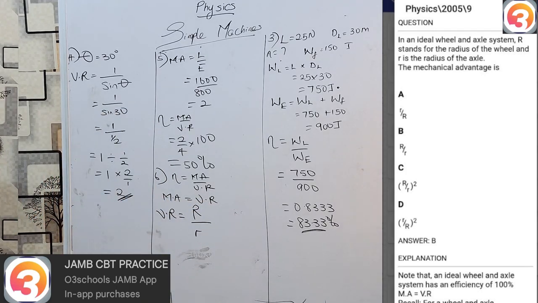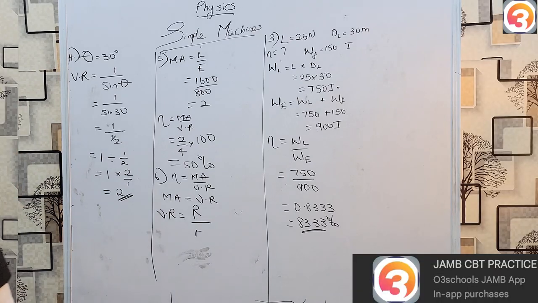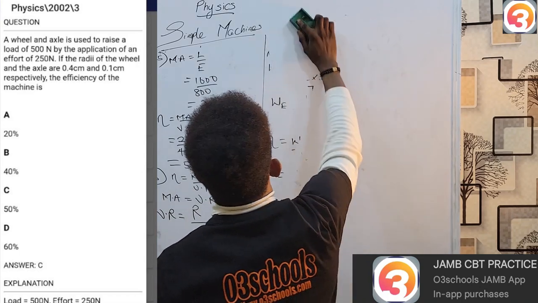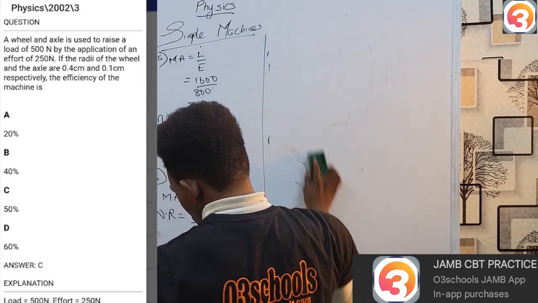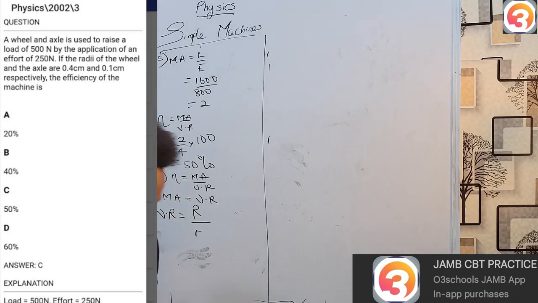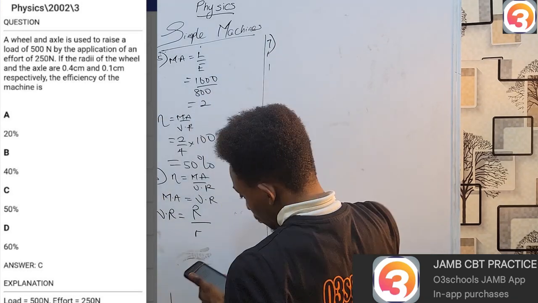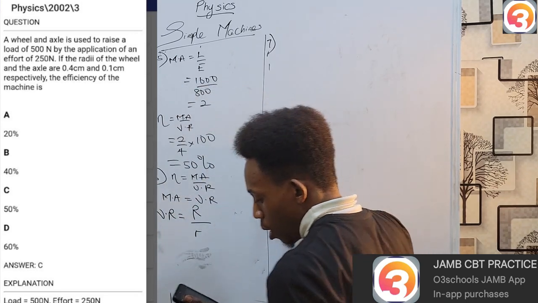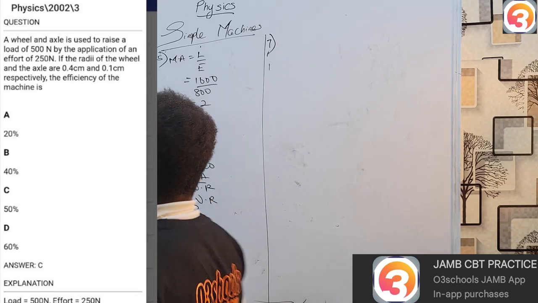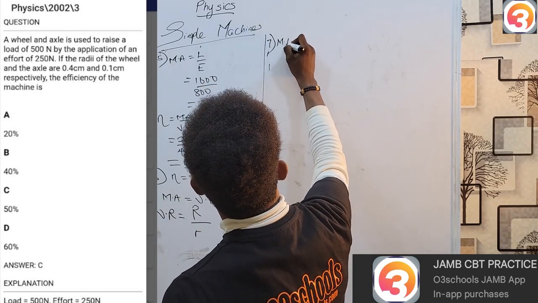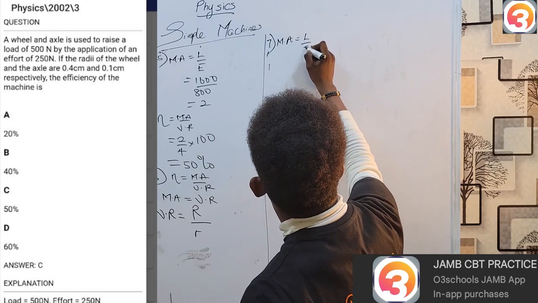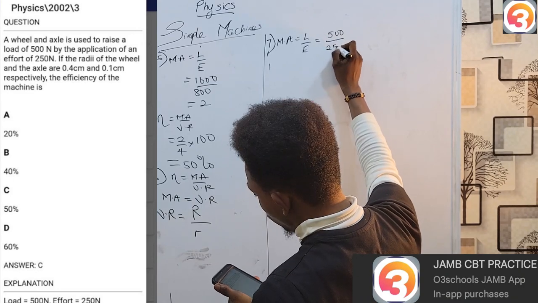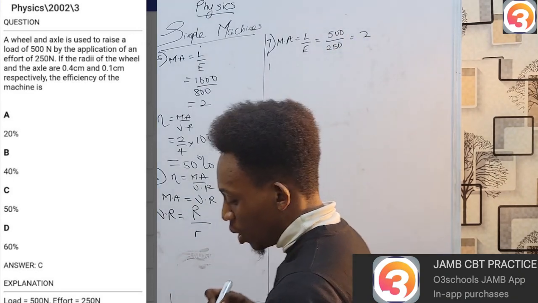Okay, moving on, 2002, question number 3. This is our question number 7. A wheel and axle is used to raise a load of 500 newton by the application of effort of 250 newton. So let me just solve them quickly now. We know MA must be load over effort. So the load is 500 newton, effort is 250. That gives me 2 as my MA.